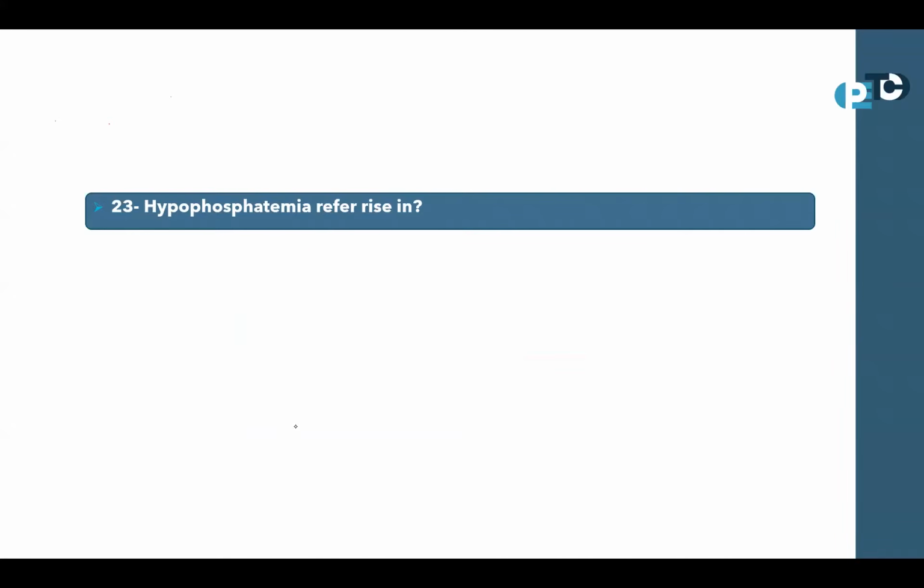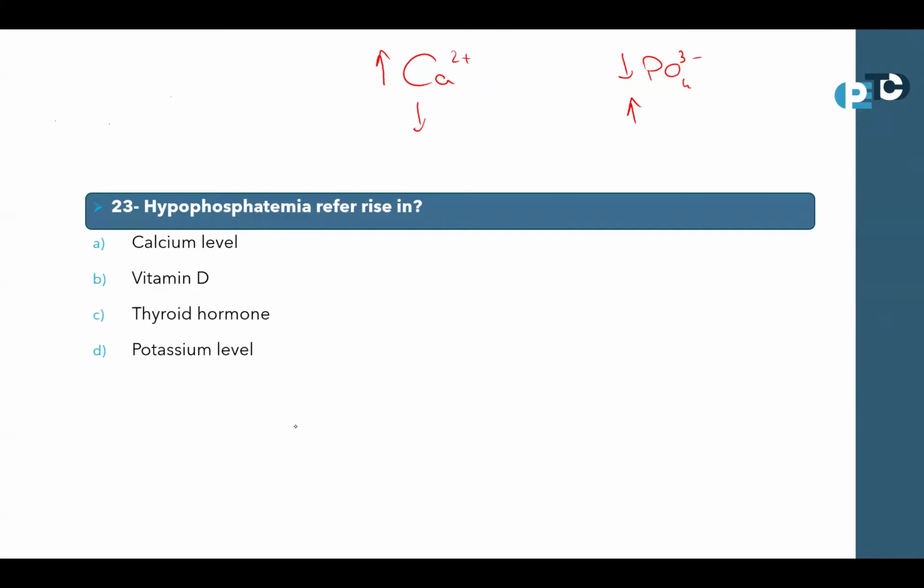Hypophosphatemia, refer rise in. Again, what is the relation between calcium and phosphate? It is an opposite relationship. Calcium increase means phosphate decrease. Calcium decrease means phosphate increase, and vice versa, because they will form a chelate with each other. Therefore, the right answer here will be the calcium level.